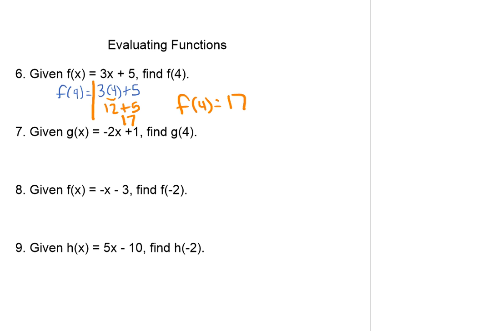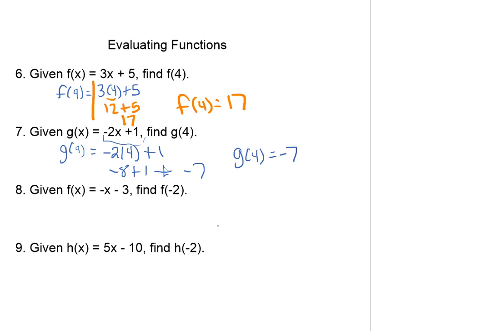All right, so now let's take a look at the next problem, number 7. It wants us to evaluate g of x equals -2x plus 1. There's your rule right here. And find g of 4. So we're going to take g, and we're going to plug in 4 in for x. So that's going to look like -2 times 4 plus 1. -2 times 4 is -8 plus 1. That evaluates out to be -7. So g of 4 is equal to -7.